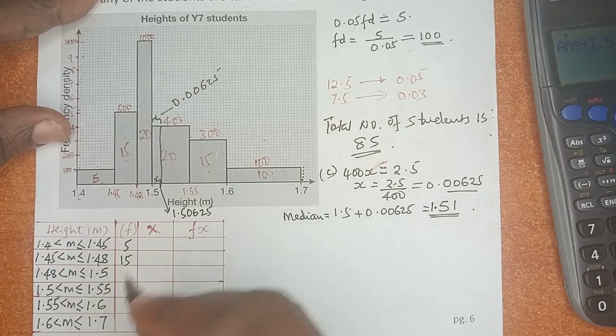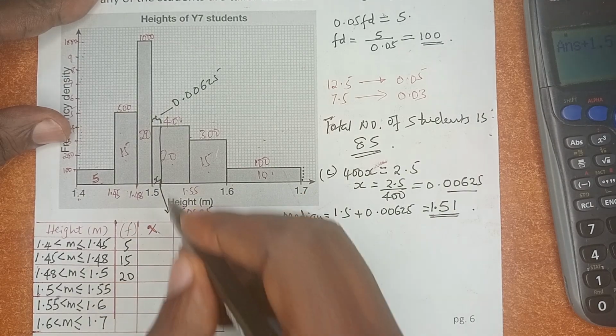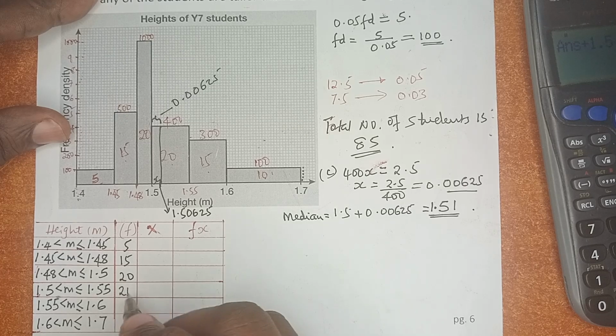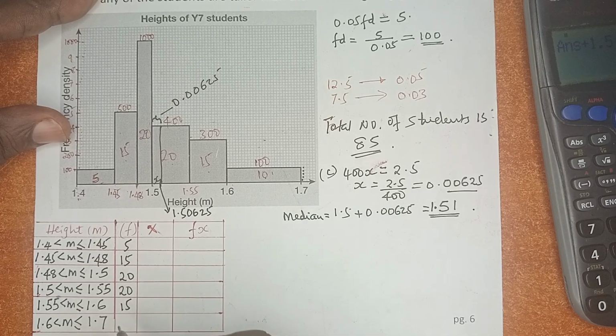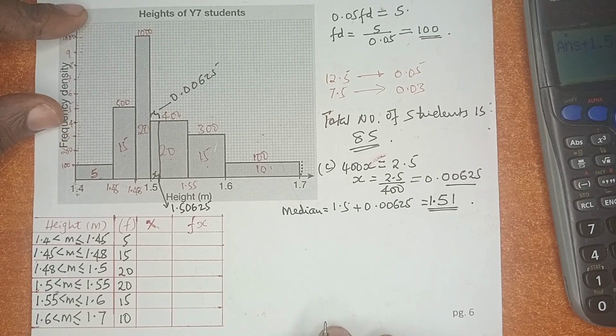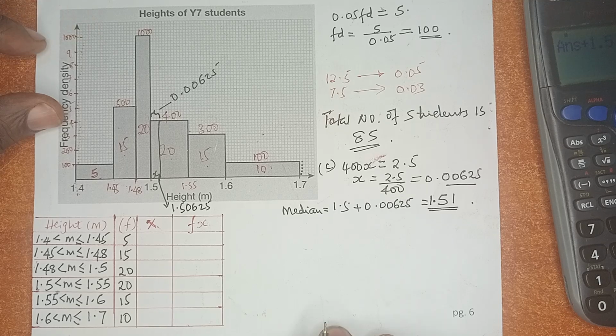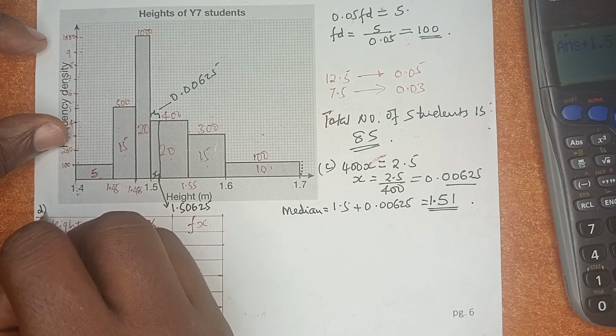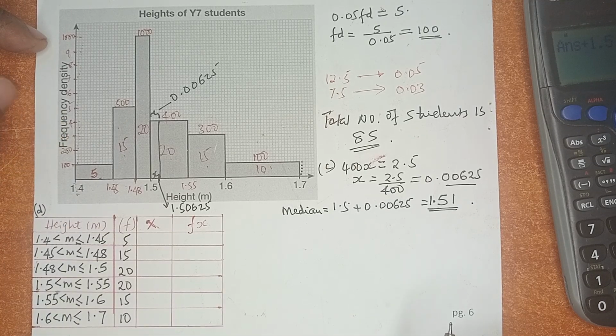15. The third one, we have a frequency of 20. The fourth one, we have a frequency of 20. And the fifth one, we have a frequency of 15. And of course, the last one, we have a frequency of 10. And that is a frequency table, which will help us now solve other questions, part E and part F. This is part D. The frequency table is now as it is shown there.